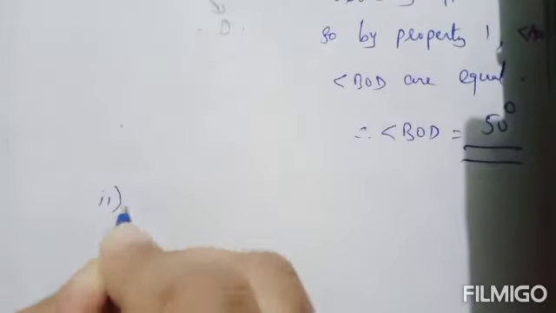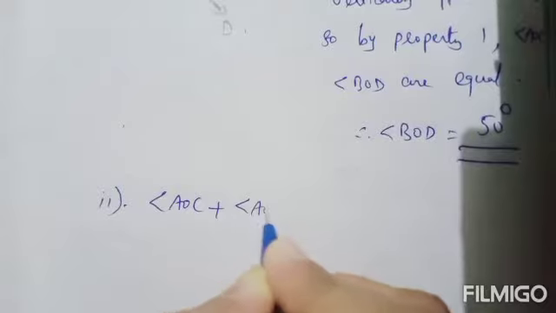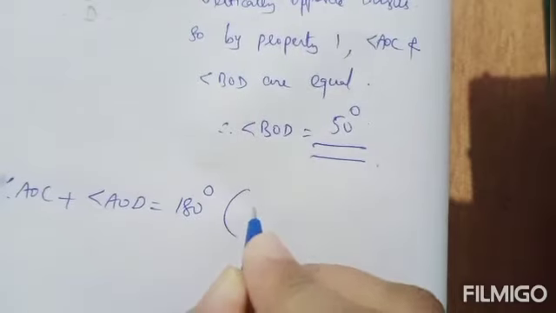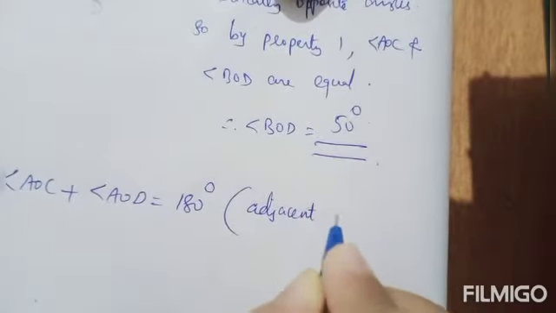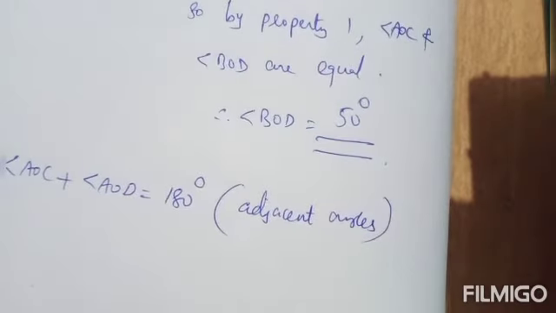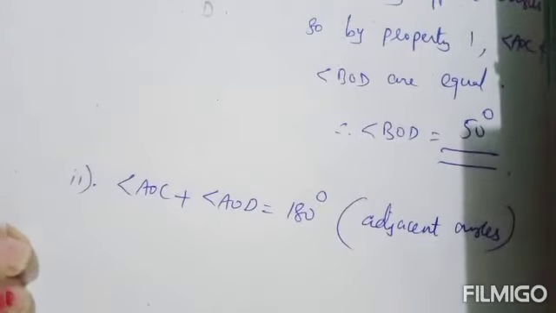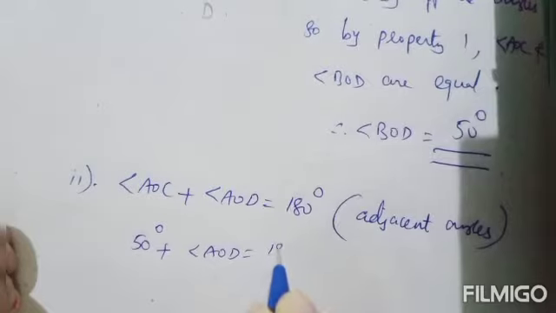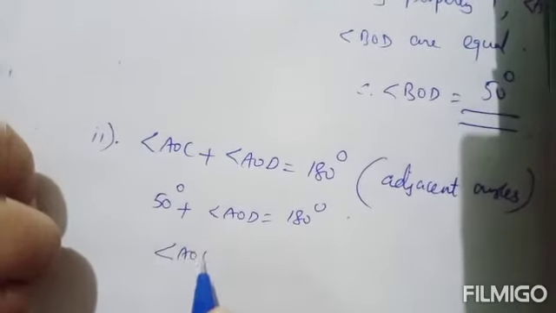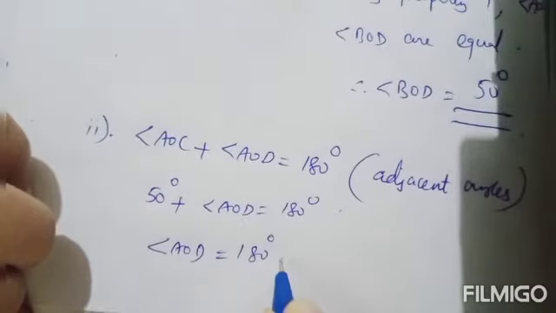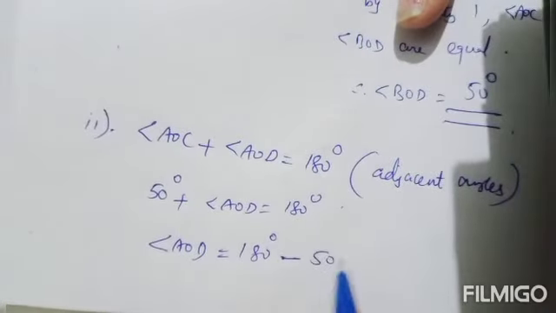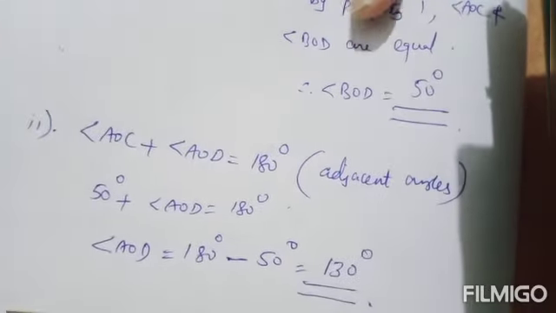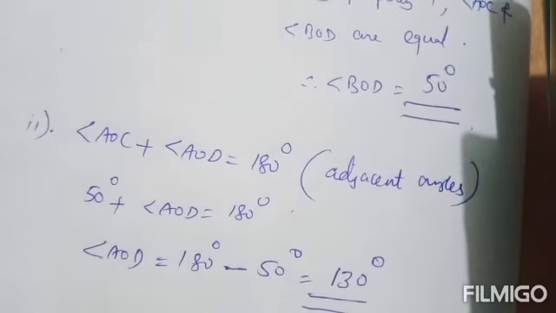So second one, angle AOC plus angle AOD equals 180 degrees. You can write the reason: adjacent angles. They are adjacent angles, their sum will be 180 degrees by property 1. Now angle AOC is given 50 degrees. So 50 degrees plus angle AOD equals 180 degrees. So from this we can find angle AOD equals 180 degrees, this 50 taking to the other side, it will be minus 50 degrees. So 180 degrees minus 50 degrees, you will get 130 degrees. So angle AOD equals 130 degrees.